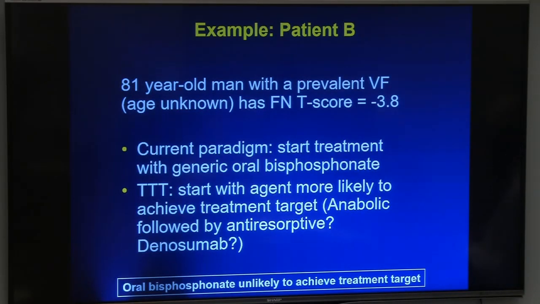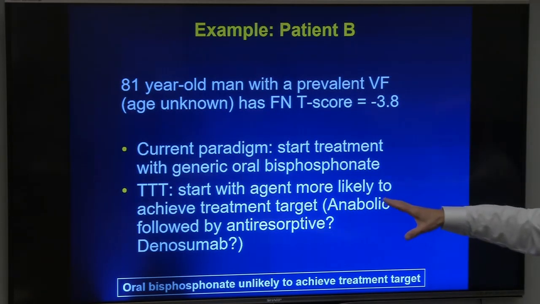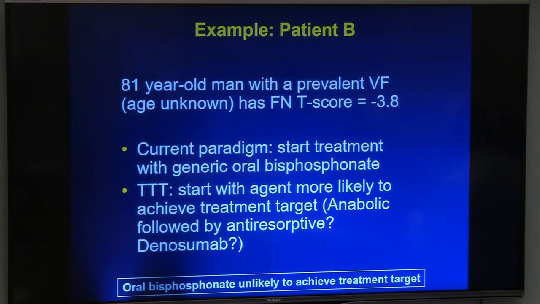All right, here's patient B. This is an 81-year-old man with a prevalent vertebral fracture. We don't know how long. And his femoral neck T-score is really low, -3.8. The first-line agent is oral bisphosphonate. That's what the payers are going to want you to start with. If you want to get to a target of -2.5, you're never going to get there with a bisphosphonate.